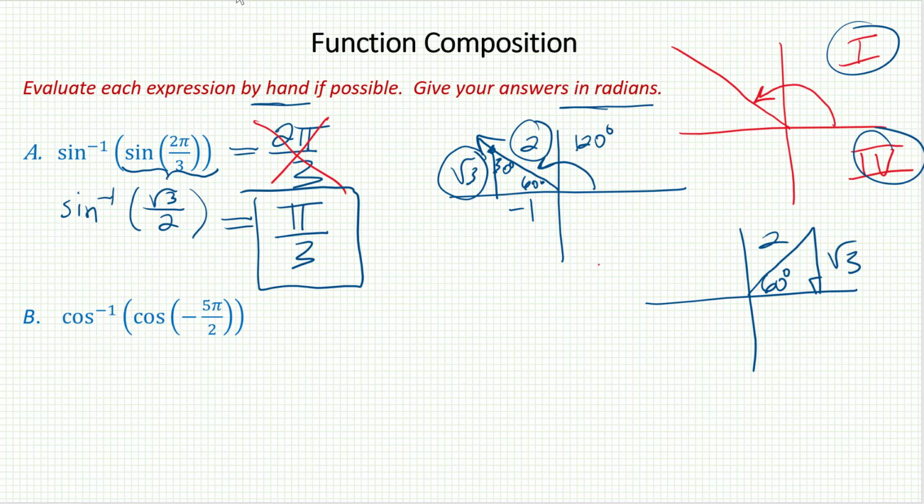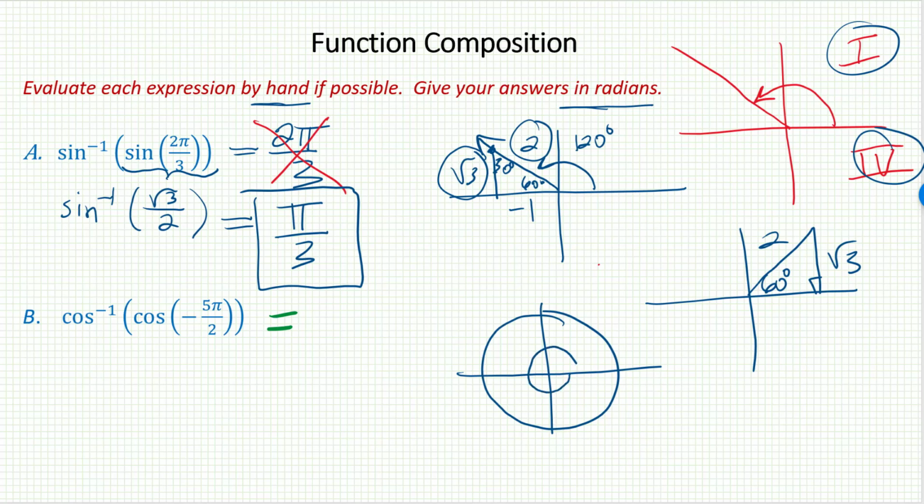Again, cosine inverse has never heard of the angle negative 5 pi over 2. It only knows about angles between 0 and pi. So I'm going to have to, once again, work this thing out in pieces. Let's see. Negative 5 pi over 2, anything with a 2 on the bottom is a quadrantal angle. So I should definitely draw a unit circle picture. I'm rotating around in a negative direction. 5 halves is 2.5. So I need to rotate around negative 2.5 pi.